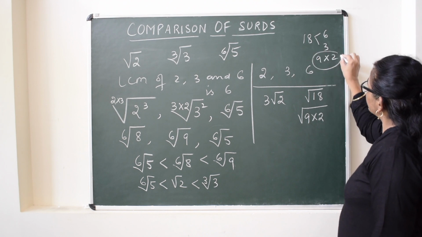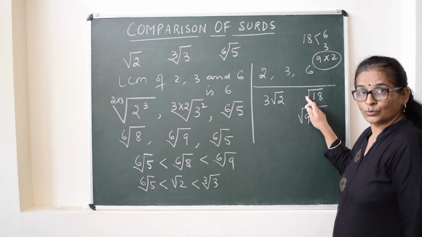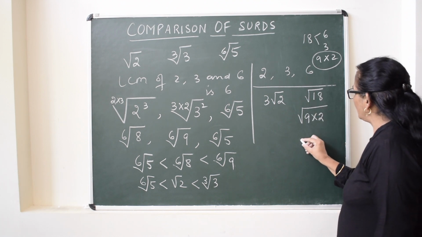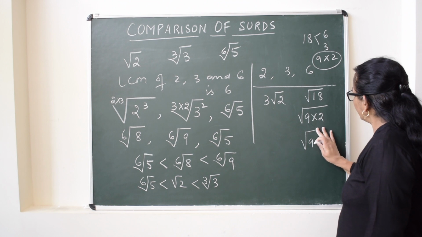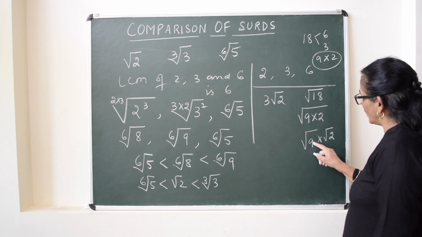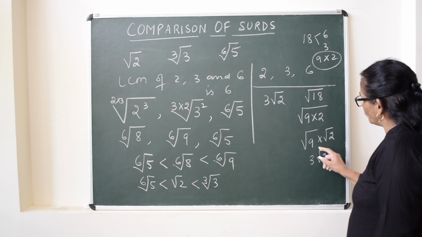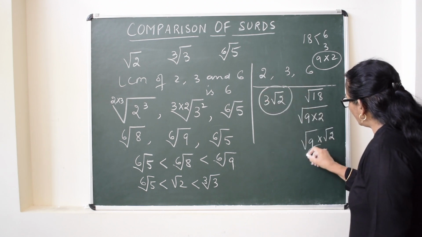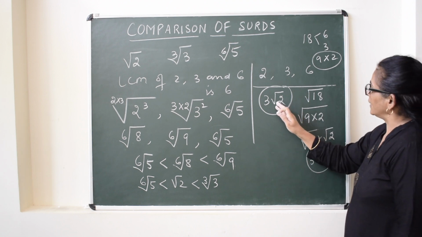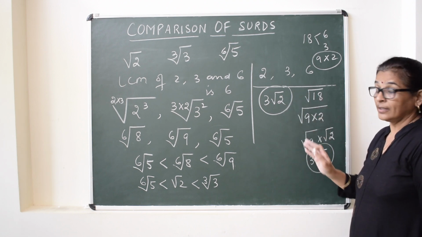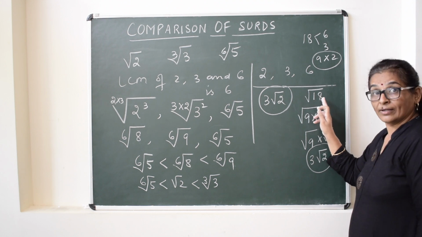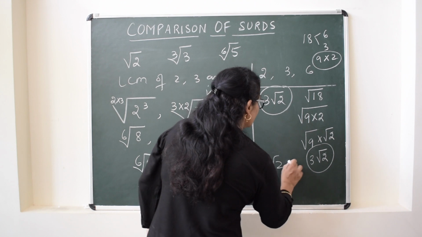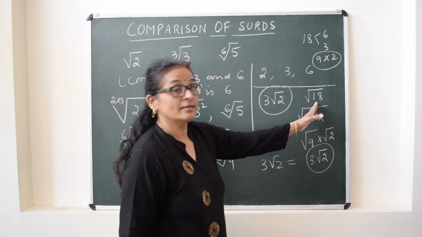We are writing it as 9 into 2 because here the order is 2 and we have to change one of the factors as square. So this will become under root of 9 into under root of 2. So ultimately this is 3 root 2 because under root of 9 is 3. So now check this. This is also 3 root 2 and this is also 3 root 2. So by directly looking at it we cannot compare. We have to change this and then we have to check. So both the surds are same, which are not looking same.